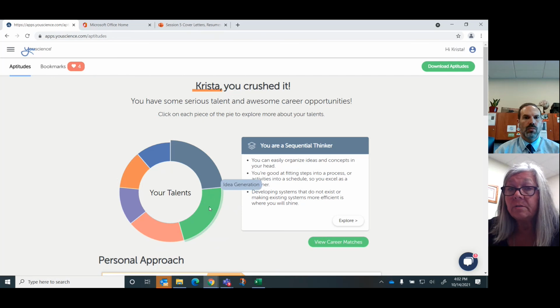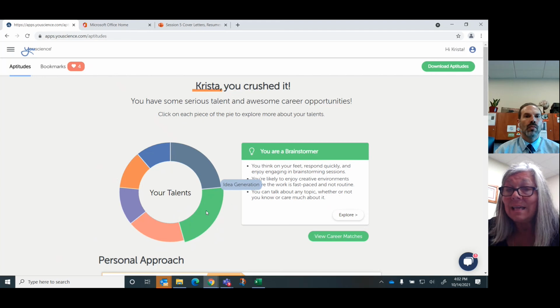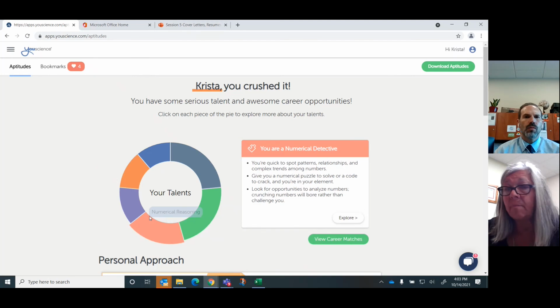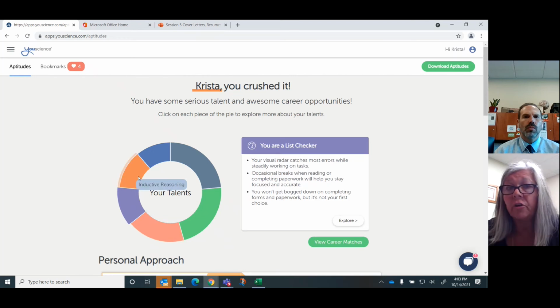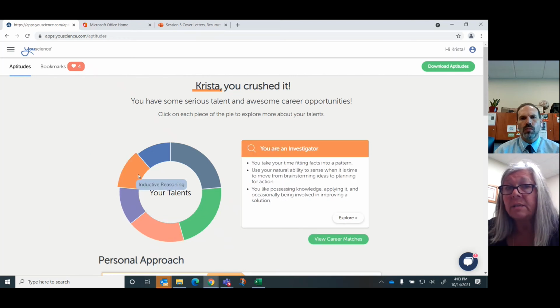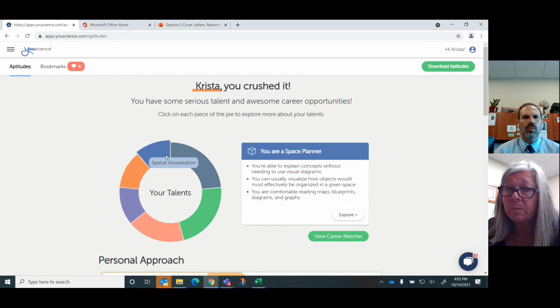Moving on around the talent wheel, this is one for idea generation. I am a brainstormer, and again, it gives me some descriptors. And we can go all the way around the color wheel like that. This is numerical reasoning. I'm a numerical detective. I am a list checker. I am inductive reasoning. I am an investigator. Through spatial visualization, I am a space planner.